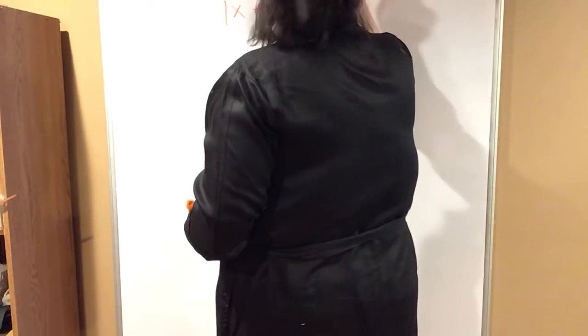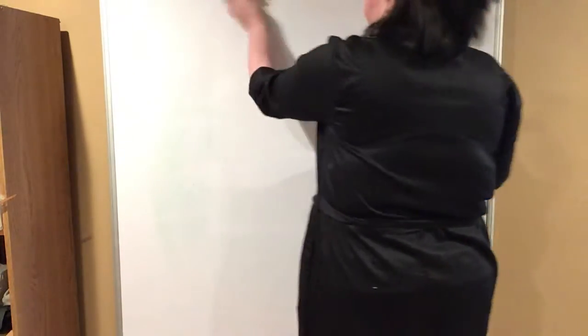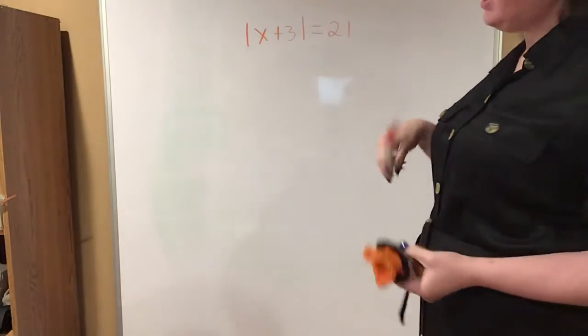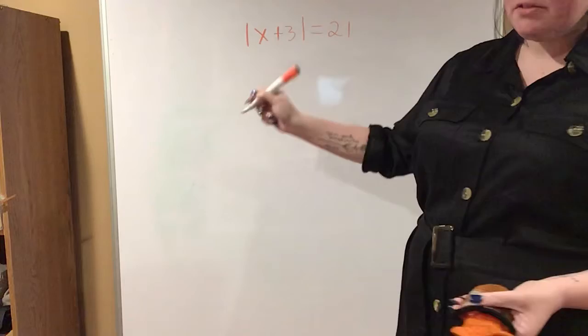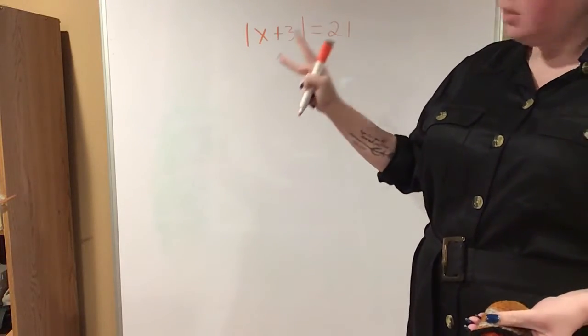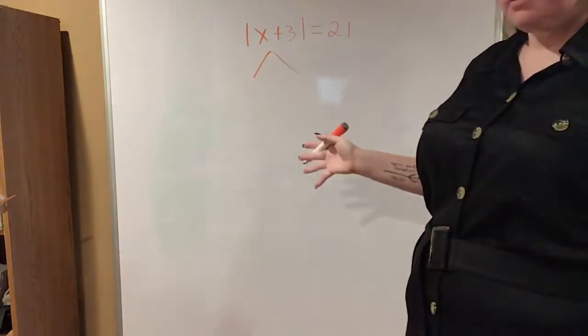I have an x plus 3 in an absolute value bar equaling, well, let's say 21. Okay, so x plus 3 equals 21, and it's in absolute value bars. With absolute value, we actually have to do 2 equations because you have to take it out. So, here's my 2 equations.